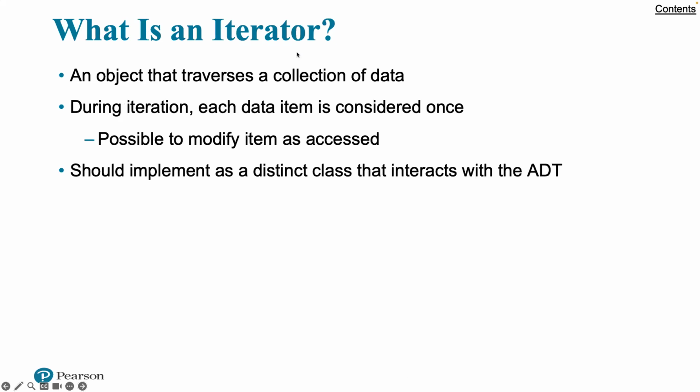So we have this idea of an iterator. We're going to get into more possible things here, but an iterator is an object that traverses a collection of data. So it's easier for us to think of the first one, the second one, the third one. It's how we can go through that collection of data. So we have an abstract data type, and then we make a data structure out of that. And then we want to be interrogating what the elements associated with that are. During iteration, each data item is considered once. It's possible to modify the item as it is accessed. And it should be implemented as a distinct class that interacts with the abstract data type.